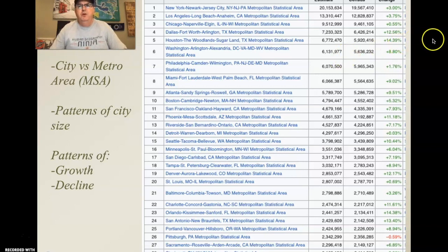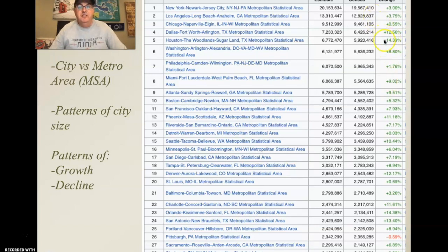But I also want you to make note of this column over here. This column is talking about percentage change. You're going to need to be aware of what parts of the world are growing and which parts of the world are shrinking in terms of population. Now, very few places of population are shrinking, but regions within a country might.